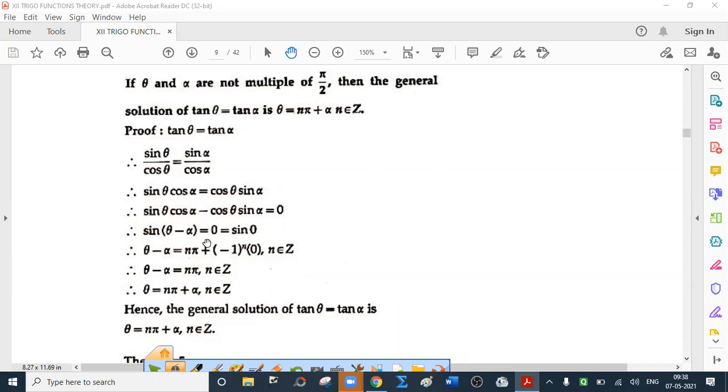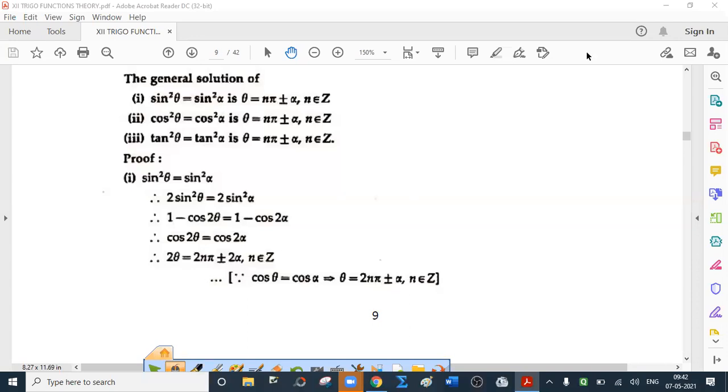Is that clear? So theta minus alpha is nothing but n pi plus minus 1 raised to n into 0, because sine 0 is 0. This gives me theta minus alpha equal to n pi. That is theta equal to n pi plus alpha, where n is an integer. So we have covered all the three: sine theta equal to sine alpha, cos theta equal to cos alpha, and tan theta equal to tan alpha.